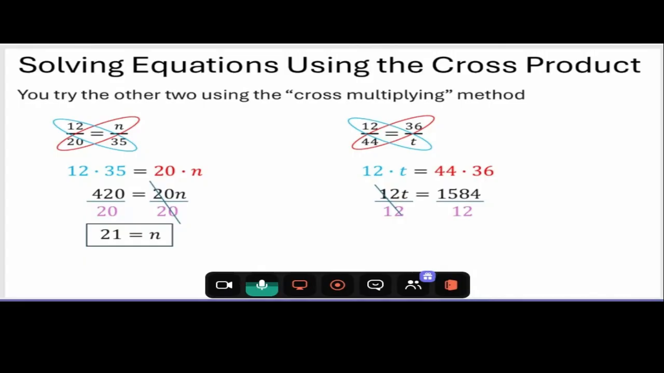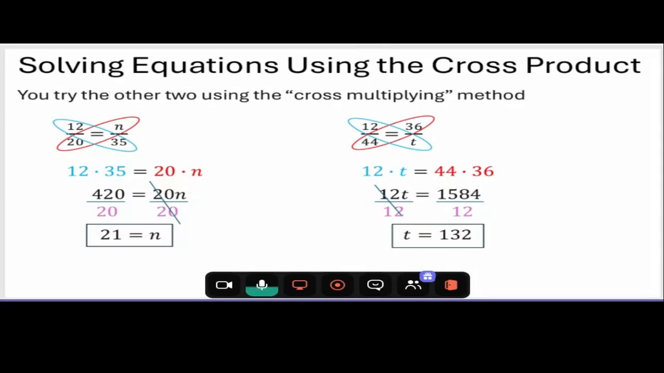Divide both sides by 12, and you get 132. So that is method number 1. Again, you see, pretty fast. You just use the cross products, set them equal to each other, and divide by whatever's in front of the variable.